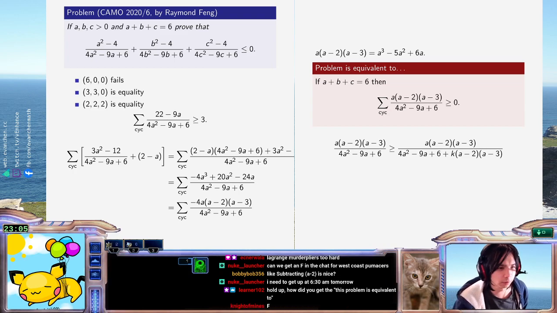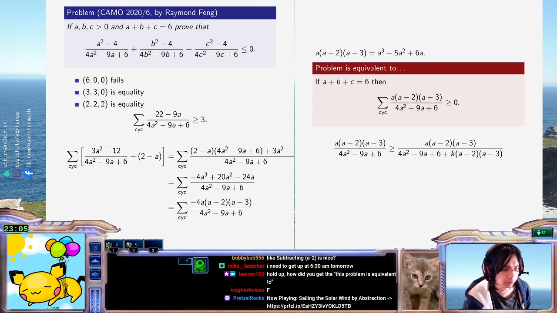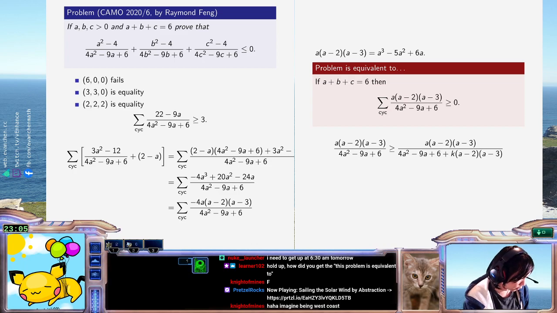How did you get it? You add 2 minus a, so it's the derivation on the left. When I add this 2 minus a, this is true for every k. And I'm trying to think if there's a value I can add that will make this work out more nicely. I want to say there isn't.